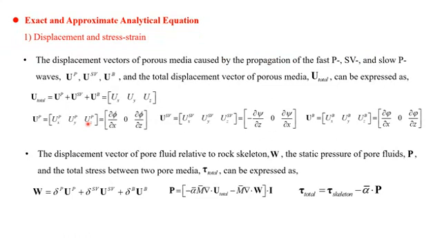1. The displacement vectors of the porous medium caused by the propagation of the fast P wave, S wave, and the slow P waves. And the total displacement vectors of the porous medium can be expressed as the following equation. 2. The displacement vector of the pore fluids related with the rock skeleton W and the static pressure of the pore fluids P and the total stress between two porous medium tau can be expressed as this equation.